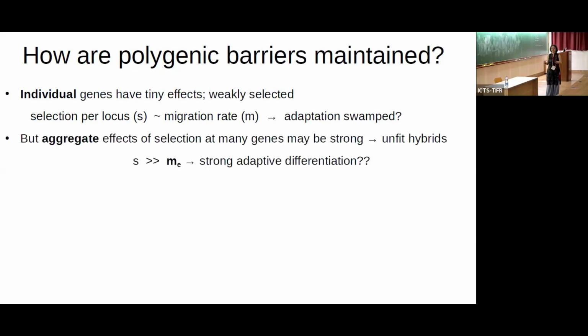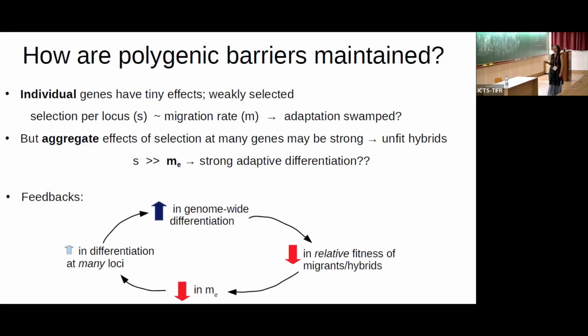But now, if we think about the aggregate effects of selection at many genes, what determines the rate of exchange at any one such locus along the genome is not the actual migration rate, but the local rate of exchange at that location. And if this is much lower than the raw migration rate, then potentially you could maintain adaptation across a broader range of conditions. I'll make these arguments a bit more precise later.